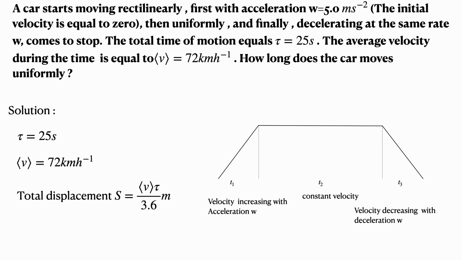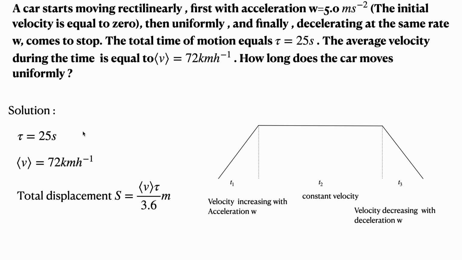A car starts moving rectilinearly, first with acceleration w equals 5.0 meter per second square. The initial velocity is equal to 0. Then uniformly, and finally decelerating at the same rate w, it comes to a stop. The total time of motion equals tau equals 25 seconds. The average velocity during the time is equal to v average equals 72 km per hour. How long does the car move uniformly?